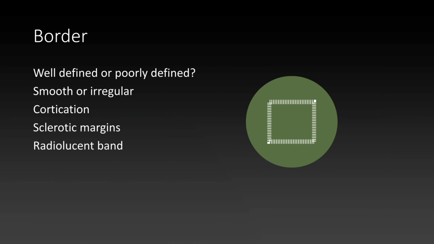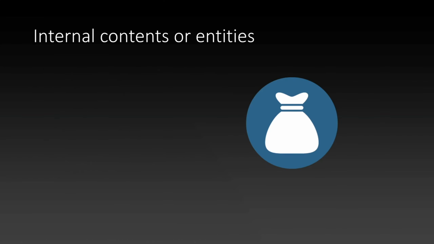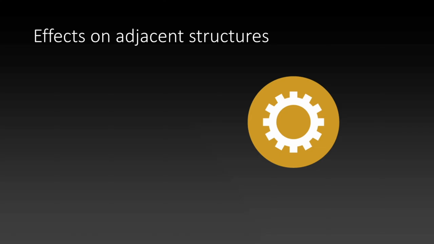Is there a radiolucent band around the lesion? Or is the lesion blending into the neighboring structures? The more you describe, the closer you will be to the diagnosis. Some lesions may have internal contents or internal entities. If you see internal entities, describe them. Are there internal calcifications? Is there a tooth inside the lesion?